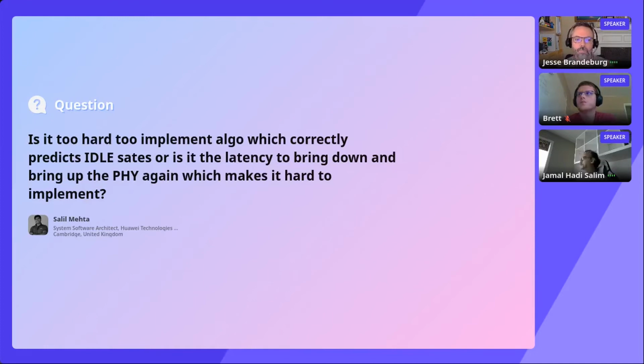And then there's a comment here about latency to bring down and bring up the PHY again. Maybe that's in reference to the EEE question, energy efficient Ethernet. So Leo, if you wanted to talk afterwards about this, I'd be glad to. But there's not much more I can say about that that I haven't already said, I think. Okay, I'm just going to hand the mic to him.